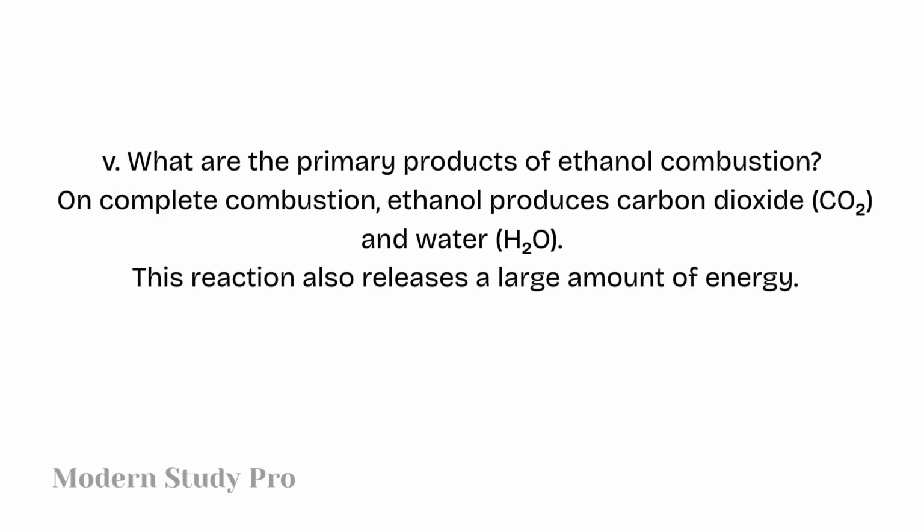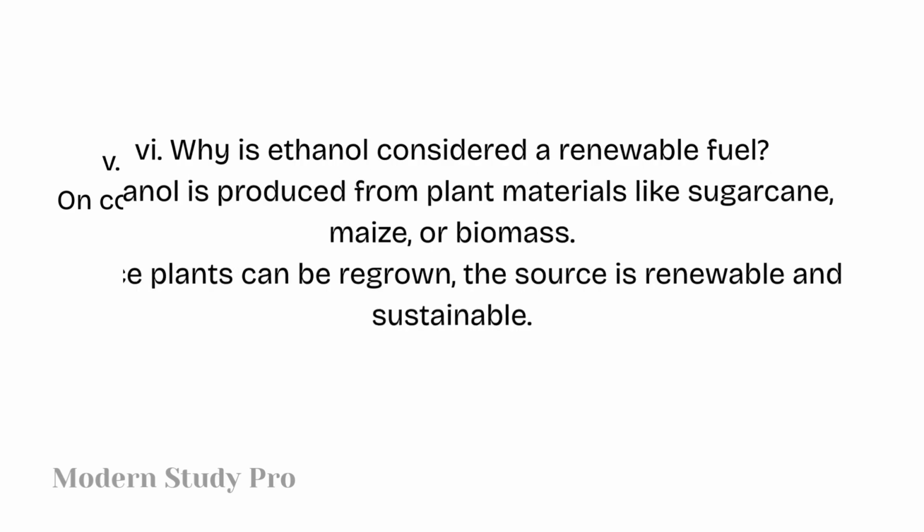5. What are the primary products of ethanol combustion? On complete combustion, ethanol produces carbon dioxide, CO2, and water, H2O. This reaction also releases a large amount of energy. 6. Why is ethanol considered a renewable fuel? Ethanol is produced from plant materials like sugarcane, maize, or biomass. Since plants can be regrown, the source is renewable and sustainable.